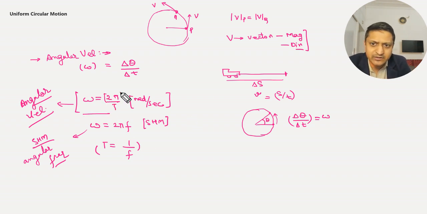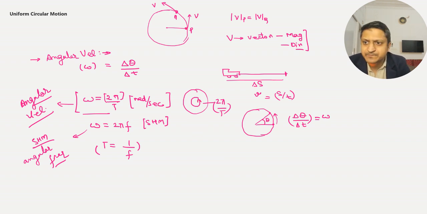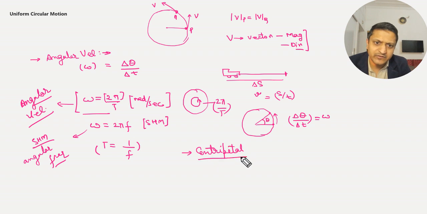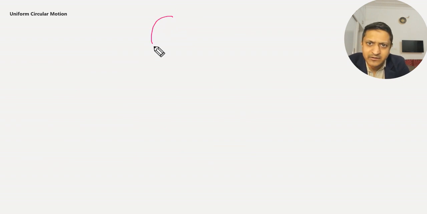So this is the total theta, that is, one round of theta is 2 pi, and this is the total time. So this becomes the omega. After that, now we will be discussing the centripetal part. So the centripetal part is like, okay, I will rub it and draw it again.